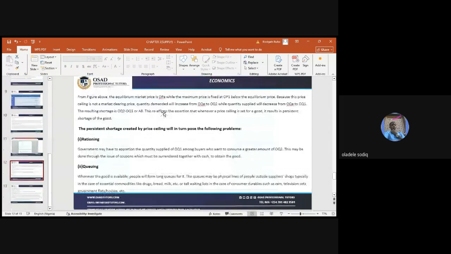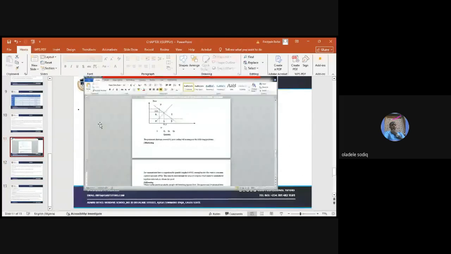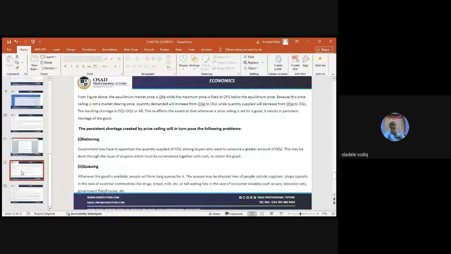So let's move on to this now. From the figure I just showed you, the equilibrium price is OPE, which is the origin. Look at OPE here. This origin here is the equilibrium point. Are you with me? That's the maximum price level.